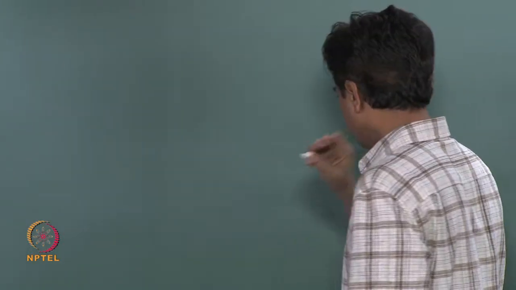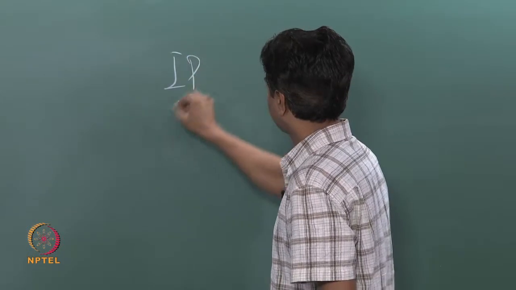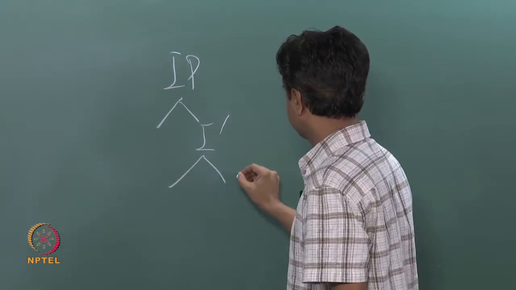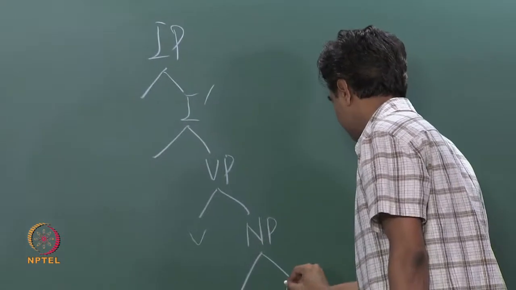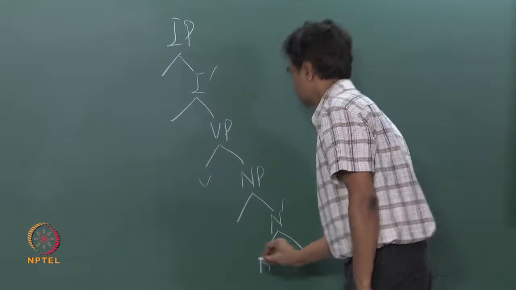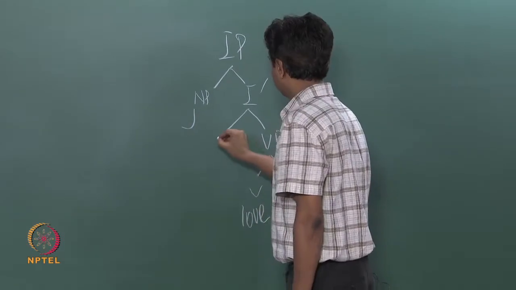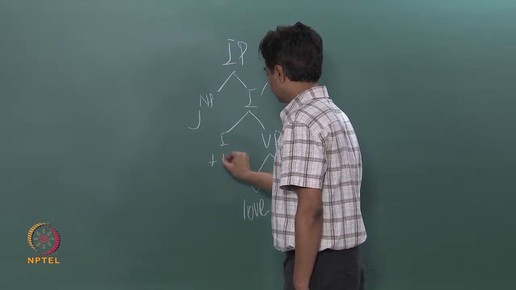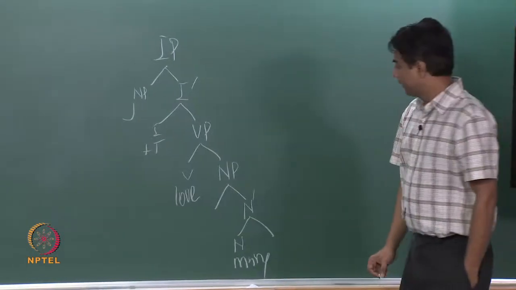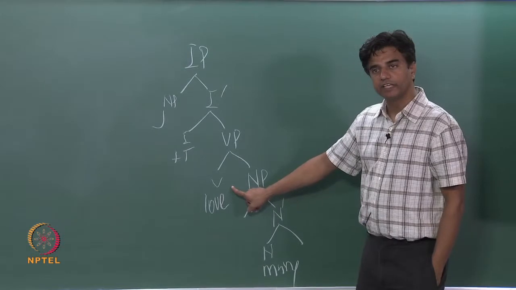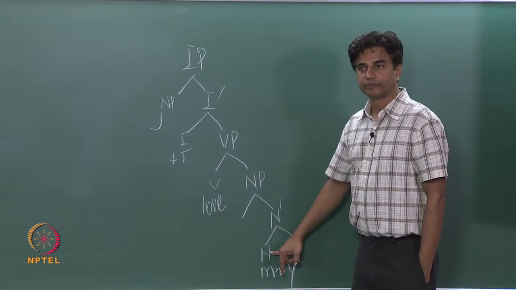When we say something like the example that I have given you, another simple example: John loves Mary, where this I is finite, that is, plus tense. Now we are saying this V C-commands this NP and this V governs this NP. Get it?